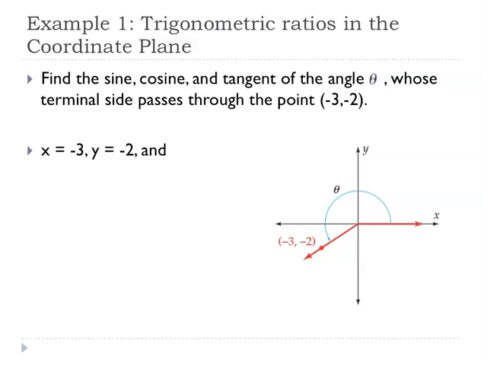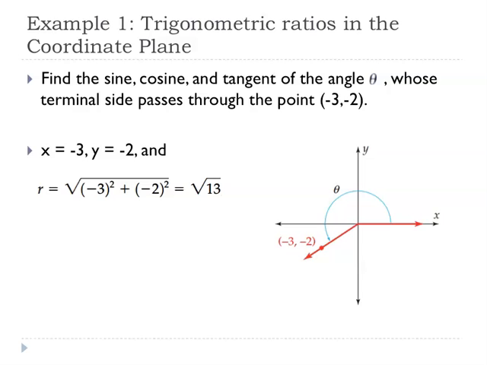We said r is equal to the square root of x squared plus y squared, and that came from the Pythagorean theorem. So we'll go ahead and do that. That comes out to the square root of 13. I would suggest keeping this in radical form. If it is a perfect square and you can take the square root of it, then please do. But in case it isn't, in this case 13, just leave it as the square root of 13.